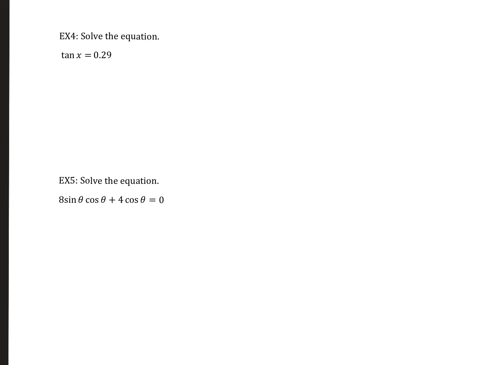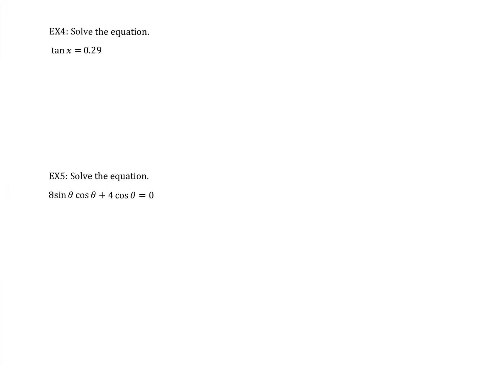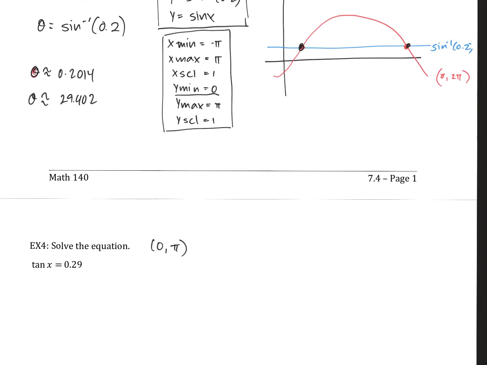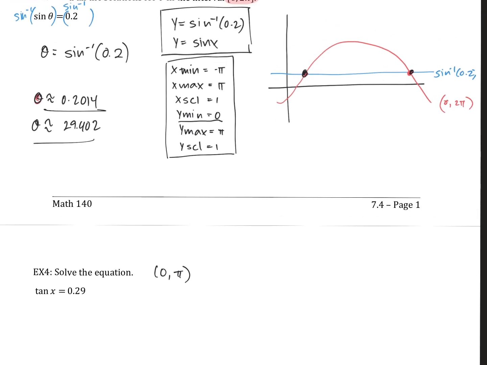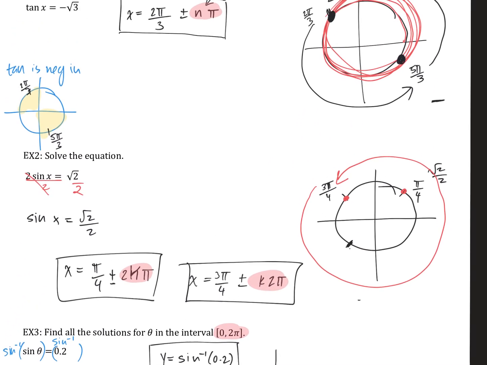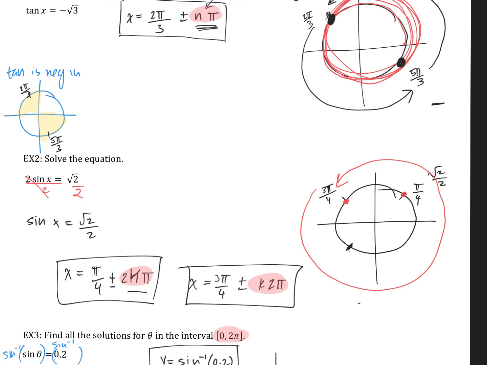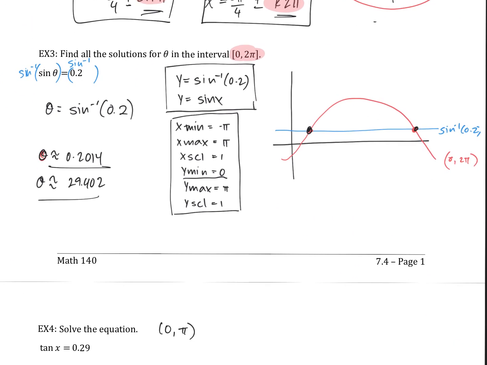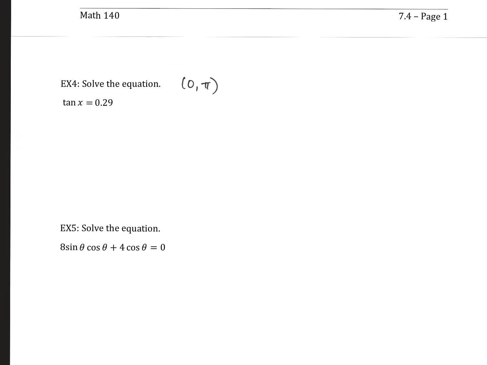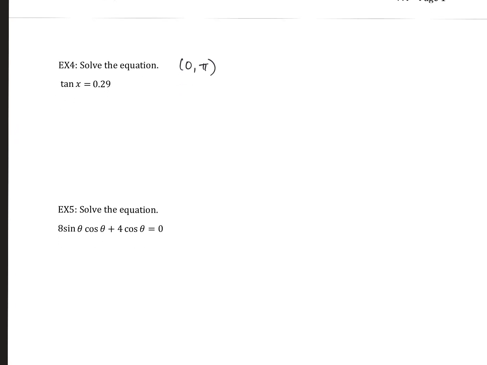Let's take a look at example 4. Solve the equation. So we have tangent of x equals 0.29, which we don't actually have a boundary for. Okay, so we don't have some sort of interval like 0 to pi or whatnot, so we can't do it exactly like we did above, where we got exact answers. We're going to have to do it like one of these above here, where we ended up adding some multiple of pi, or 2 pi. In this case, since we're working with tangent of x, it's going to be multiples of pi. Let me go ahead and erase this because we don't actually have an interval.